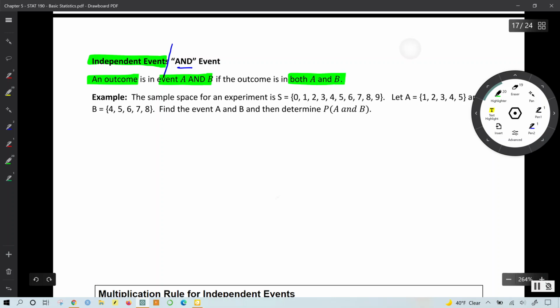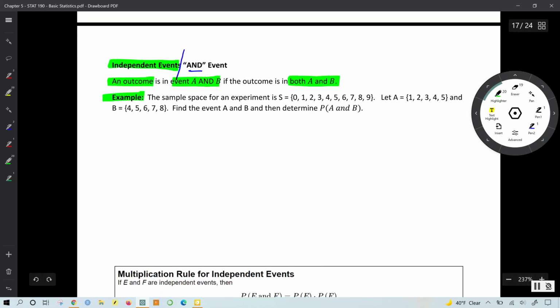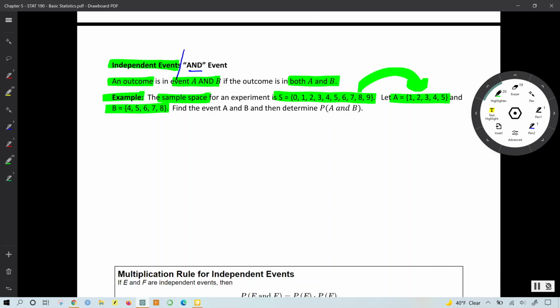To illustrate, in this example, let us say that we have the sample space given as the numbers from 0 to 9. And out of this sample space, we define an event A with the points 1, 2, 3, 4, 5, and another event B with the points 4, 5, 6, 7, 8. Our goal is to find the event A and B and subsequently determine the probability of A and B.